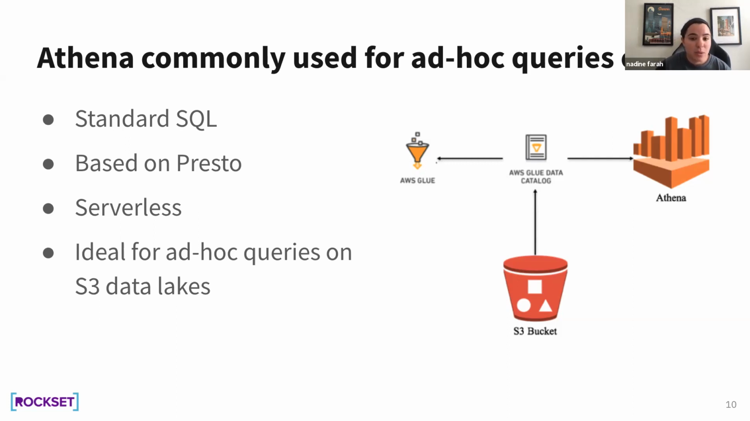Athena is based on Presto, which is open source software that powers Athena. And the great thing is it's completely serverless. So it's great to use for ad hoc queries on your large data lakes. But if you're building real-time apps on data lakes, is Athena enough? What are the pros and cons that you need to take into account to use Athena for real-time applications? And this is what we're going to talk about.